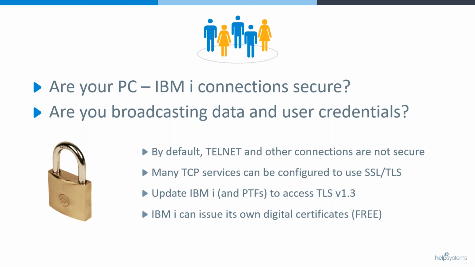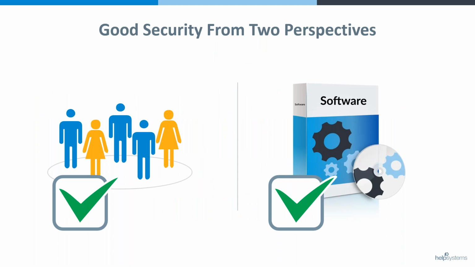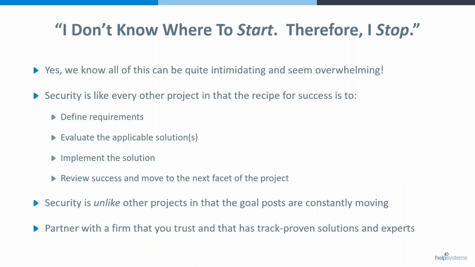But recognizing that these connection methods like Telnet, which is the green screen, and FTP and others are by default not secure means that you have acknowledged one of the biggest risks and you can work to mitigate it. So that's our two perspectives, people and software. Software encompassing both IBM i operating system functions as well as third-party software functions are going to be your best friend when it comes to resolving these issues.